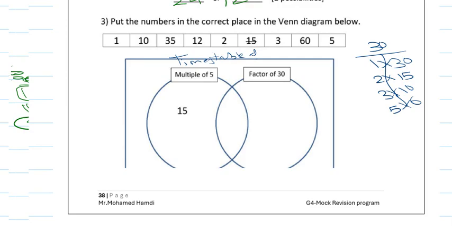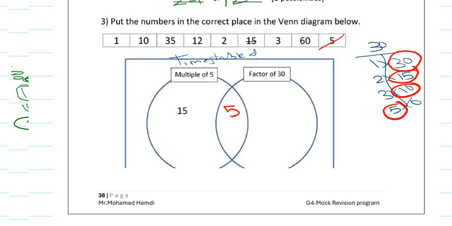You will find these four numbers. I will color them in red: 30, 15, 10, and 5. Four numbers, all of them multiples of 5 and also factors of 30. We have here 5, one of them, right here in the common area.